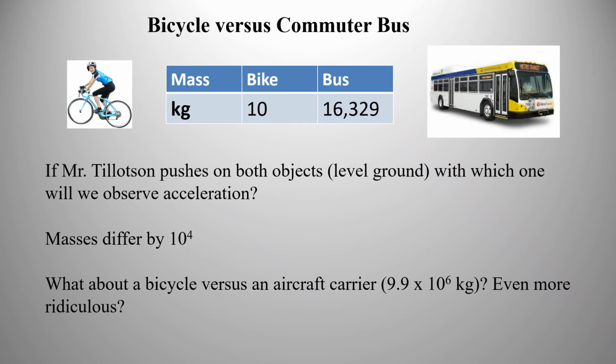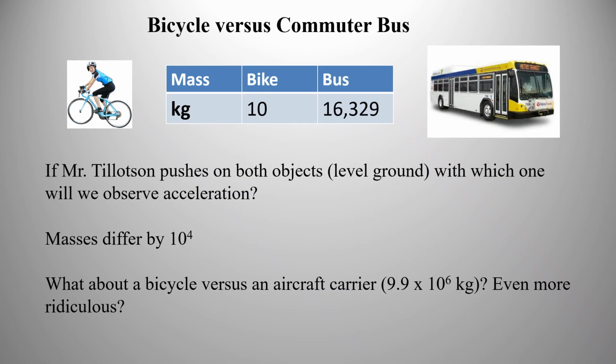And I'm going to push on that, right? And then I'm also going to push on a city bus, which weighs about 16,329 kilograms. Which one do you think you'll observe a measurable acceleration with? That's right, the smaller object. So when equal forces are applied to objects large and small, intuitively, we always think of the smaller object as moving.